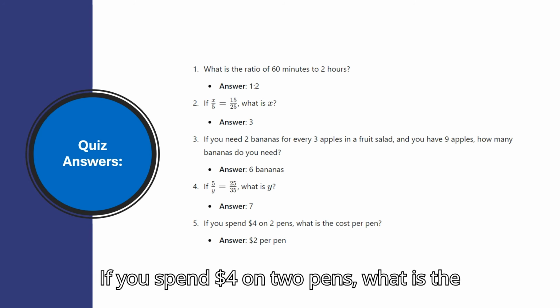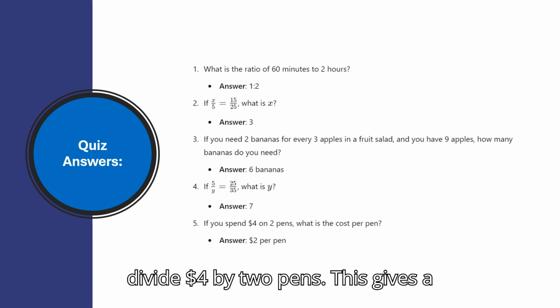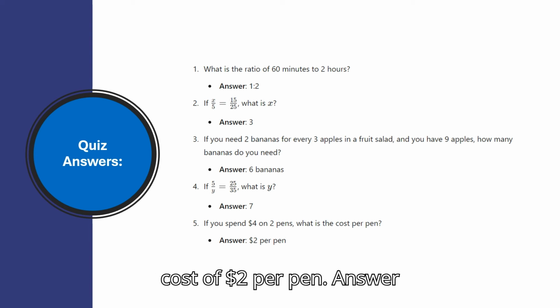5. If you spend $4 on 2 pens, what is the cost per pen? To find the cost per pen, divide $4 by 2 pens. This gives a cost of $2 per pen. Answer: $2 per pen.